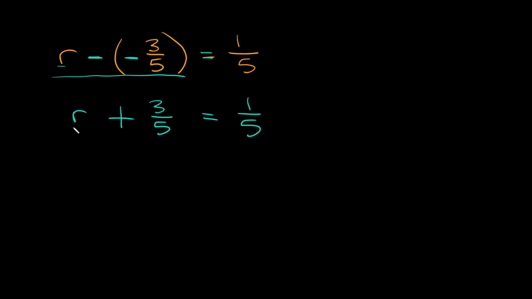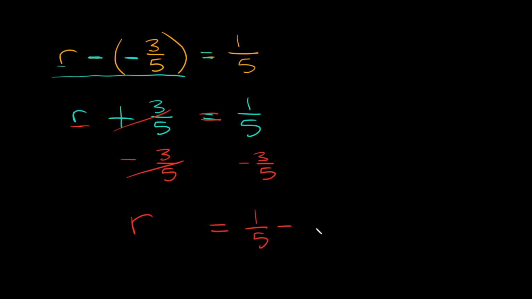Again, we're trying to isolate r. So we need to get rid of this plus 3/5. In order to undo that, we're going to subtract 3/5. And remember, we have to do it on both sides. So I'm going to subtract 3/5 from this side also. Now I can start simplifying some things. So this plus 3/5 minus 3/5 just goes to 0. So all we're going to be left with is just r. Then that's equal to 1/5 minus 3/5.